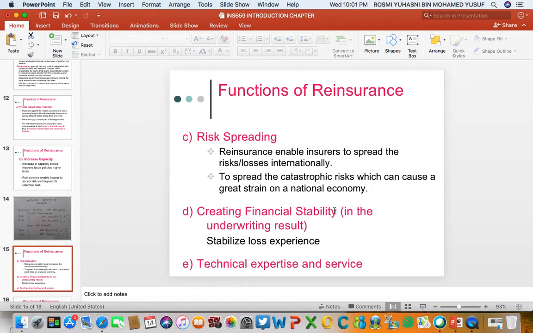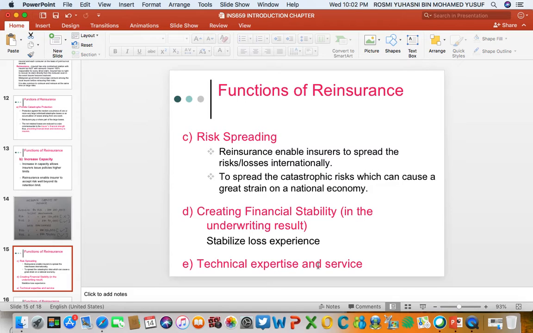Function number 4 is to create financial stability, or to stabilize the fluctuations in claims. This has been explained in the first slide. And number 5, reinsurers help when it comes to technical expertise and service. What reinsurers do is provide expertise and service when it comes to underwriting procedure and claims, especially for risk which is abnormal or unusual, such as technical risk. Yeah?